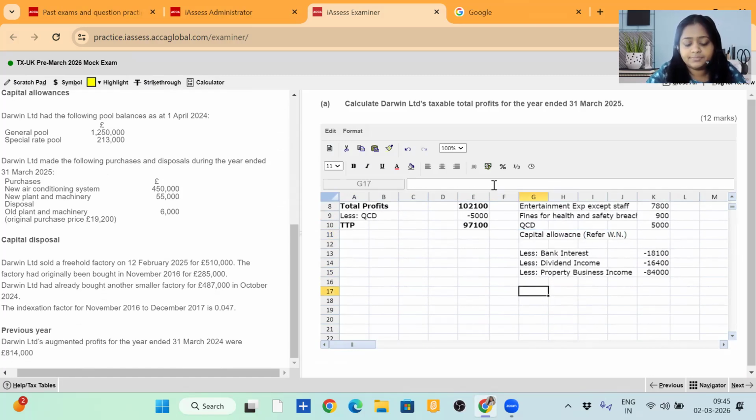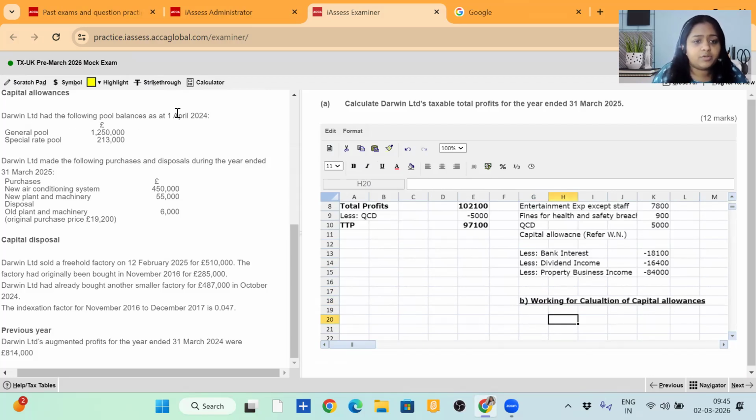Okay, now let's do the calculations. So here I'm doing the second working for calculation of capital allowances. Done. Okay, now let's prepare the capital allowances working first.